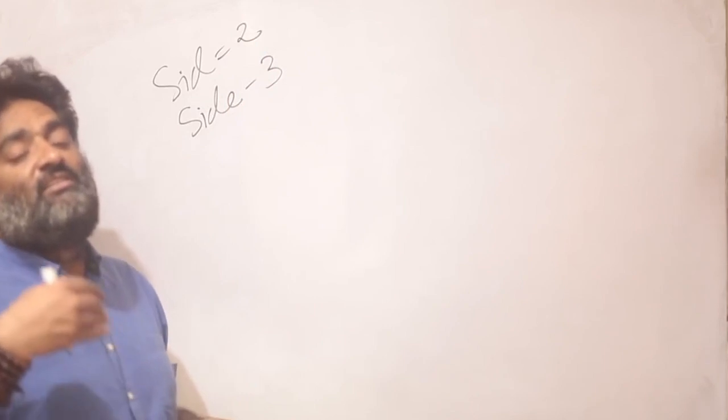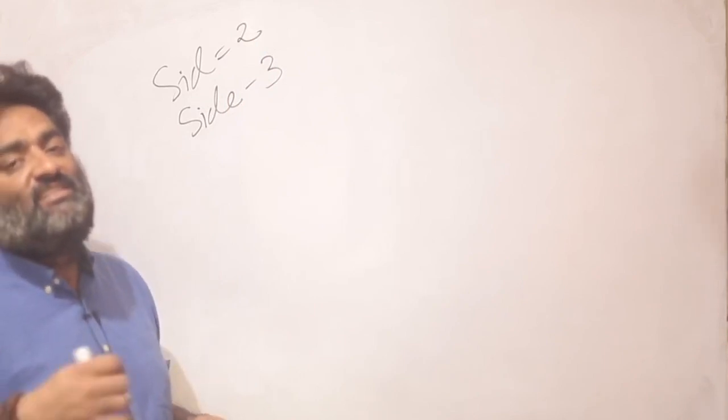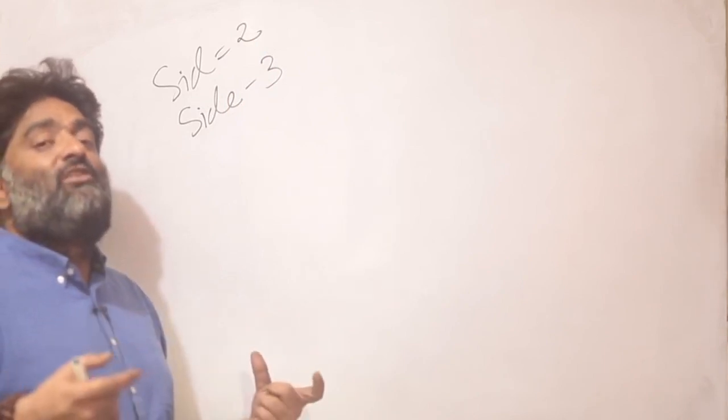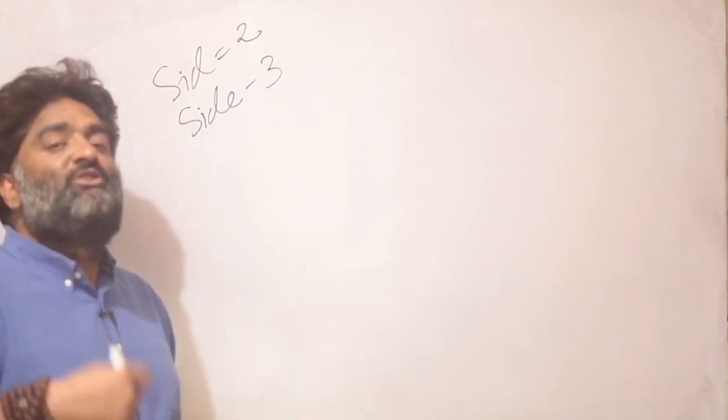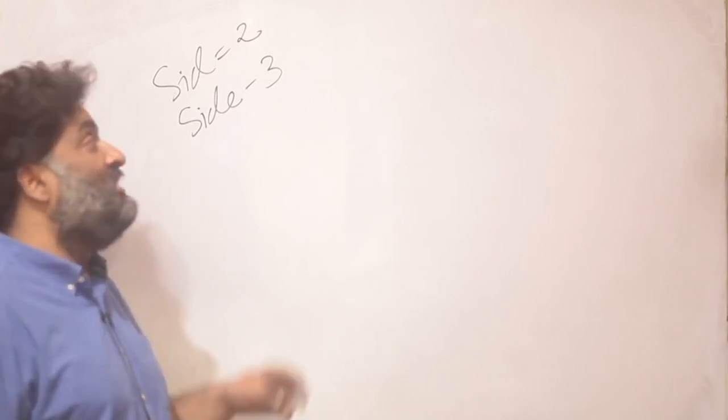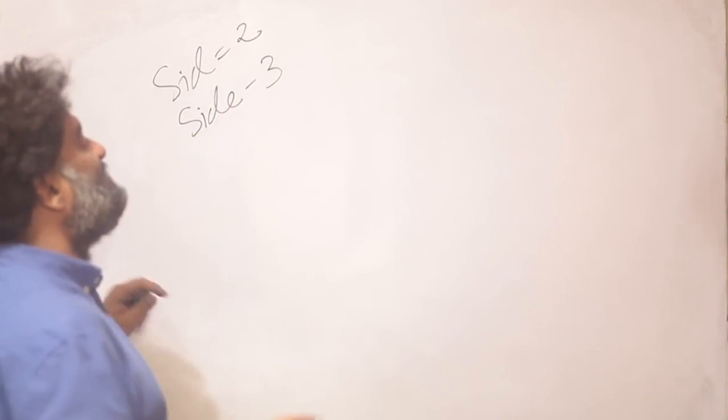I may call one of them ABC and the other one PQR, but they will always be the same triangle because you can only create one triangle in such a way. But is this the case for two sides being equal?